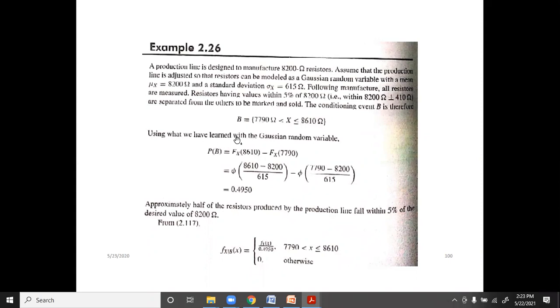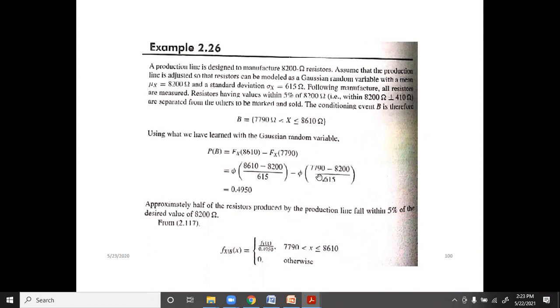So P(B) will be Fx of this quantity minus Fx of the lower value. The probability corresponding to this will be Fx of this quantity minus Fx of this quantity. Now that has a mean and the deviation which is given over here. Mean is 8,200 and deviation is given as 615. So we can write the characteristic function as (8,610 minus 8,200) divided by 615, because the value of sigma x is 615.